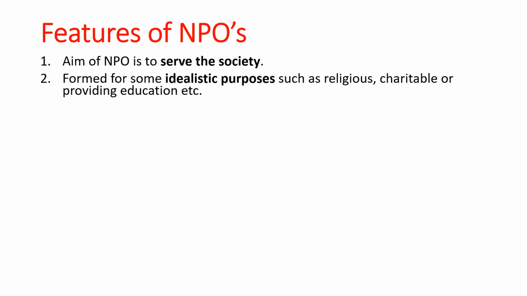Next, we'll see features of non-profit organizations. These organizations' main aim is to serve the society. These organizations are formed with some idealistic purpose, such as religious, charitable, and to provide education. Subscribers of such organizations are called members of those NPOs.